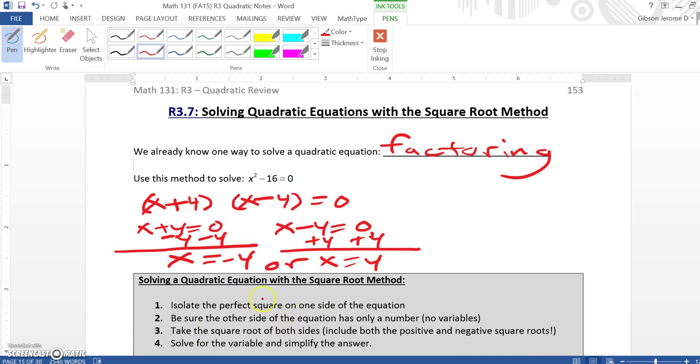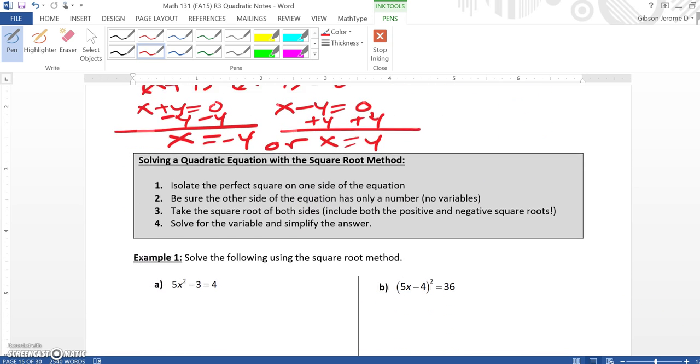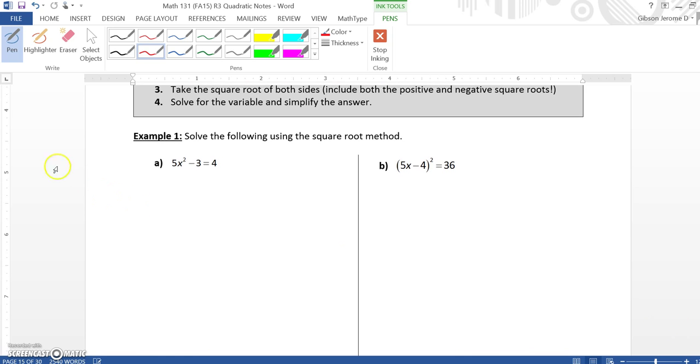Hey class, we have a couple other things here we need to read. Solving a quadratic equation with the square root method, and you can read that at your leisure. So now we want to go down here to example 1.